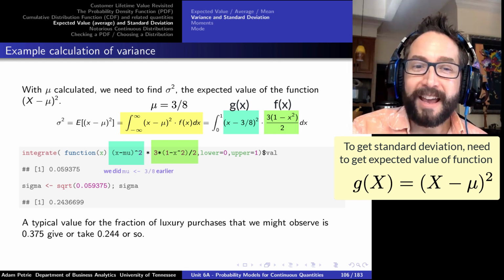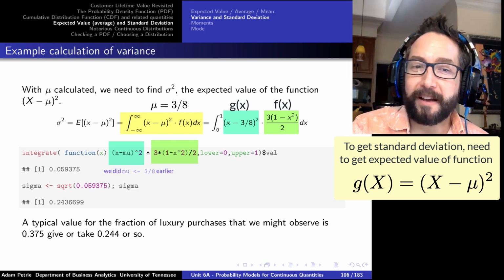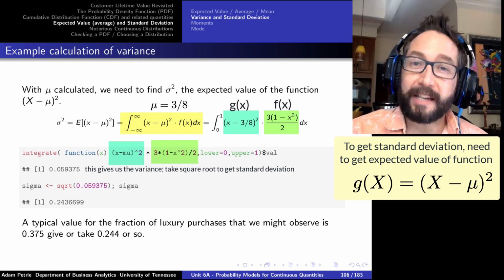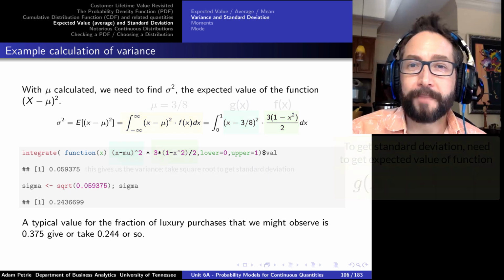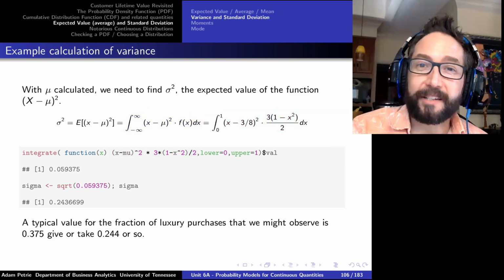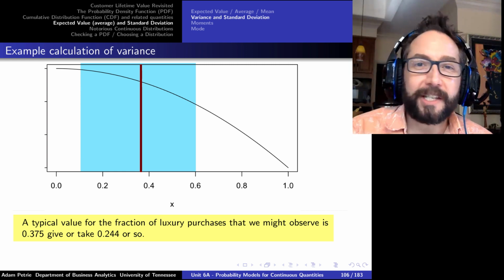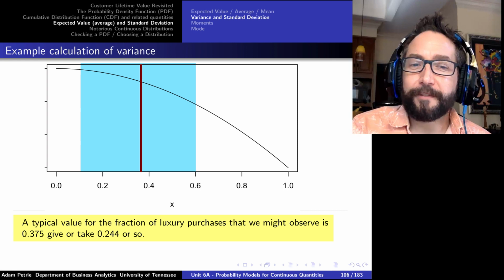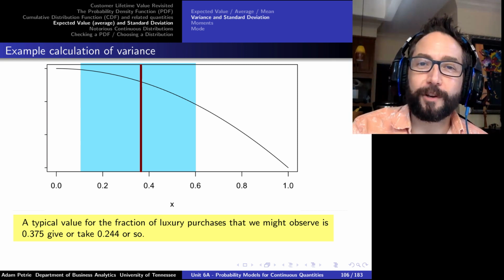Once we've done that integration, we get the variance out, sigma squared, 0.059375 in this case. We immediately take the square root to get the standard deviation sigma, and it works out to be about 0.24. So now we can nicely summarize that distribution by saying typically the upper class spends about 37.5% of purchases on luxury purchases, give or take about 24 percentage points or so.